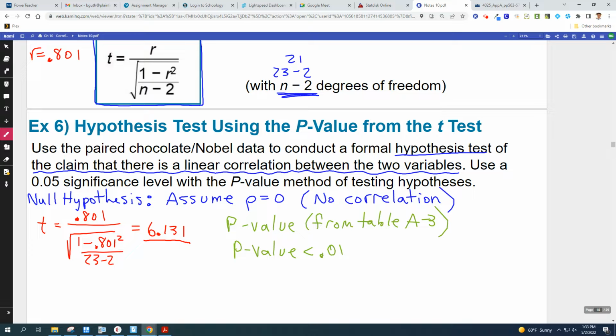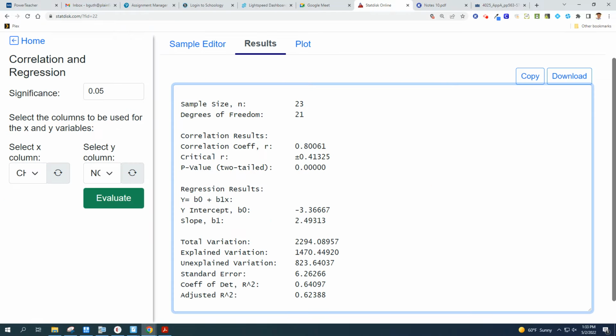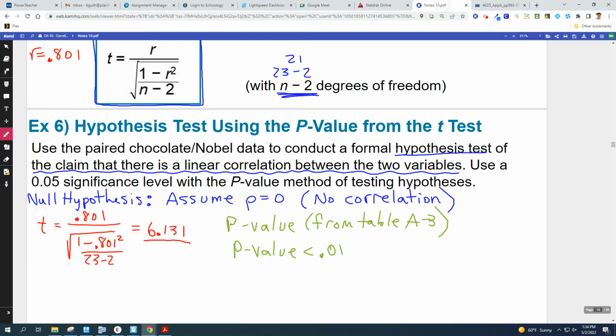Now, if you go, well, time out. I don't need to use the table because we can use StatDisk. So remember when we typed all those 23 data points into StatDisk, they give us all this stuff, but specifically, we can see this p-value is 0.00000. We've got pretty much zero right here. And so it's actually better that we have that 0, 0, 0.